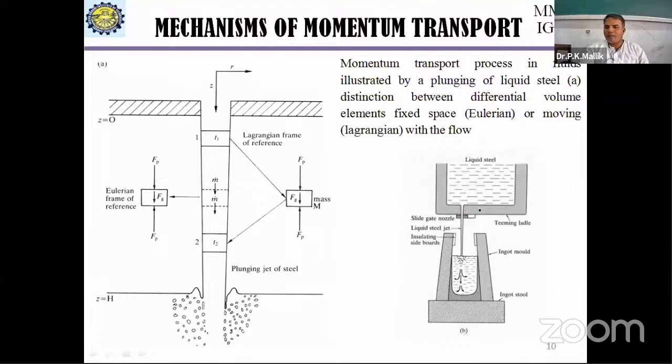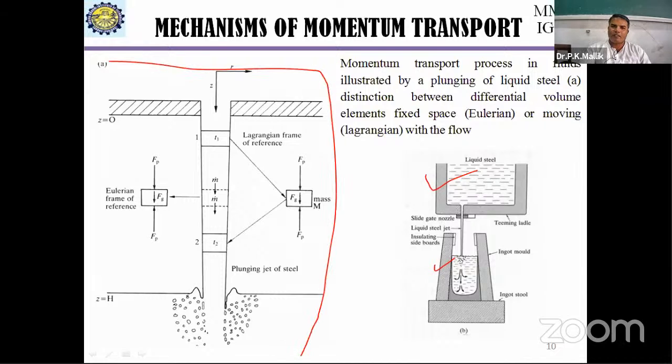So this is the case of casting ingot. In casting ingot, you see the tundish, you are supplying the liquid metal to this mold. We have to find out which transport mechanism is going on here, or what is the mechanism of momentum transport. So here are two references. How can we solve the problems?